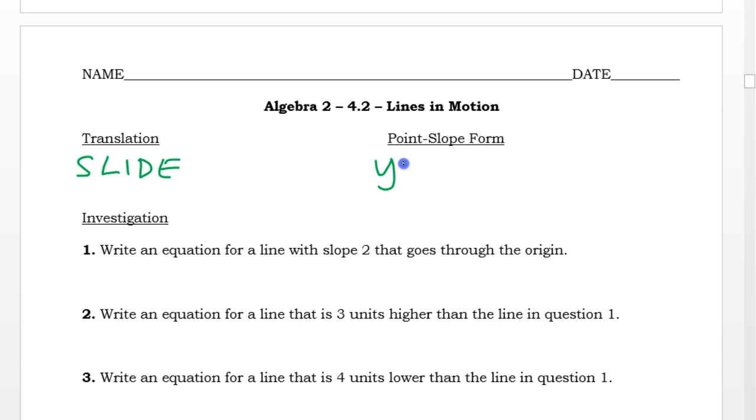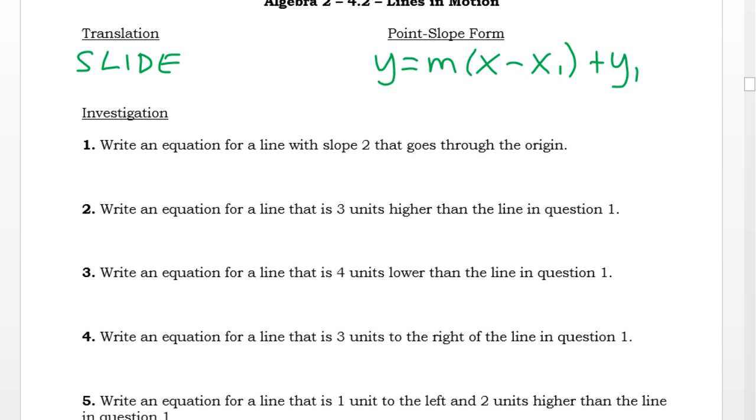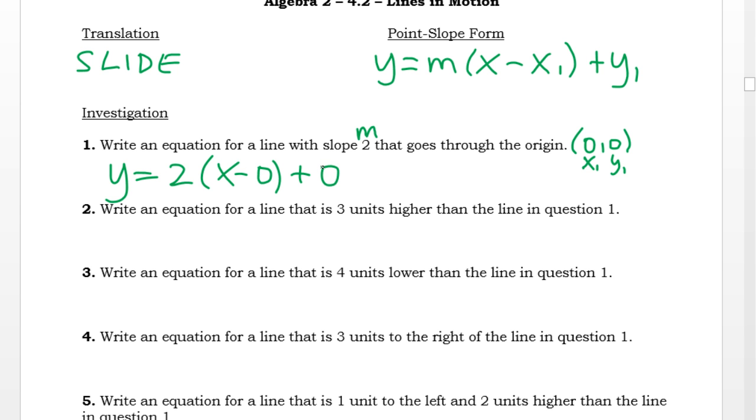So I want to bring back point slope form, which is again what we looked at in Chapter 2. And we're going to use this as a basis to translate a bunch of different graphs. So if I want to write an equation with a line of slope 2 that goes through the origin, remember the coordinates of the origin are 0, 0, so that's my x1 and that's my y1. And I write my y equals equation. That's just a standard equation in point slope form. Normally we simplify it and leave off the zeros, but I'm going to keep them there just to show the differences when we translate our graphs.